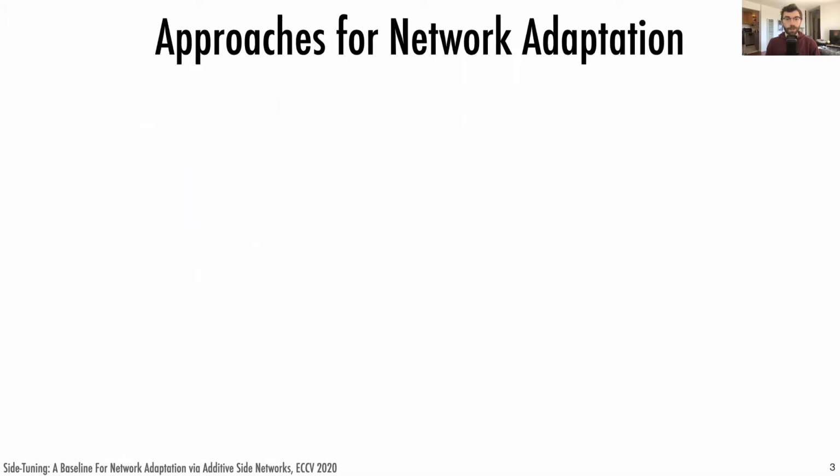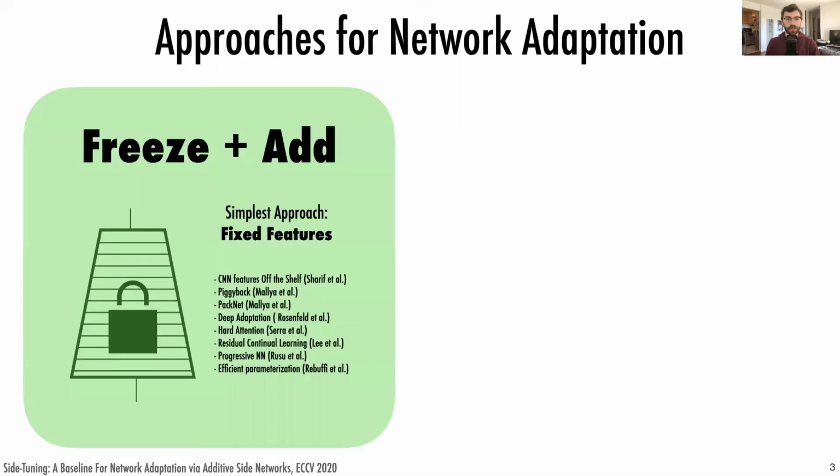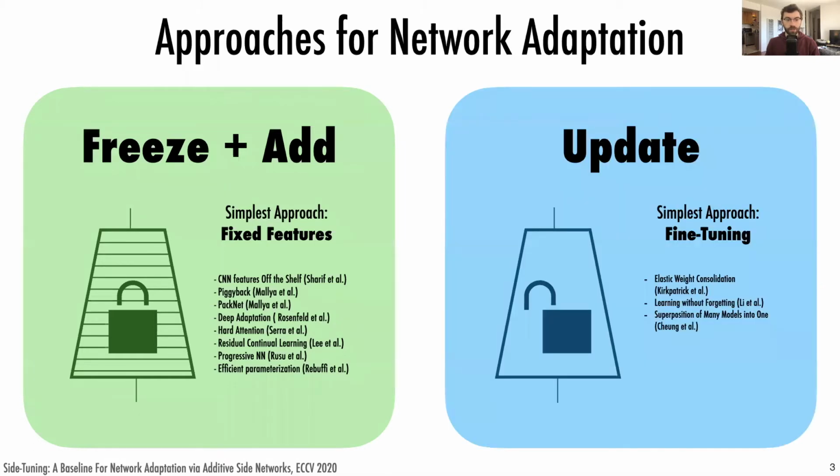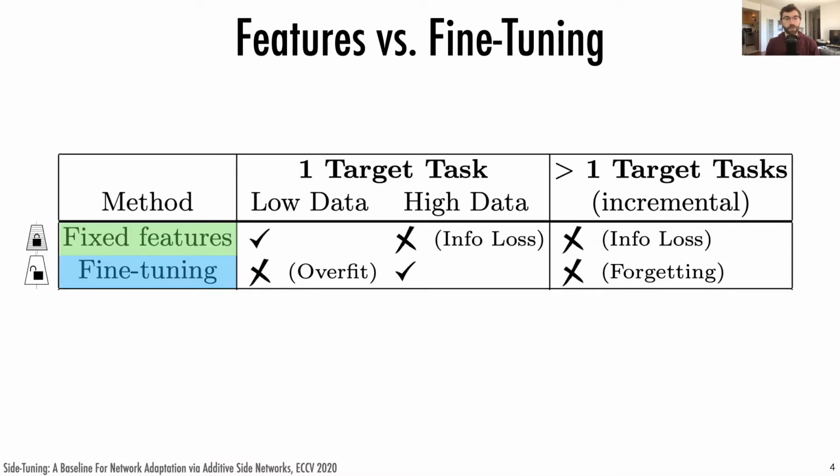Approaches for network adaptation typically fall into two main categories: freeze the weights and add parameters, with the simplest approach being fixed features, or update the parameters, with the simplest approach being fine-tuning. These two examples have markedly different characteristics in practice. As fixed features don't get updated during training, any information discarded by the features never gets recovered, and this limits final performance. Though if you only have a few samples, this limited final performance might not be a problem.